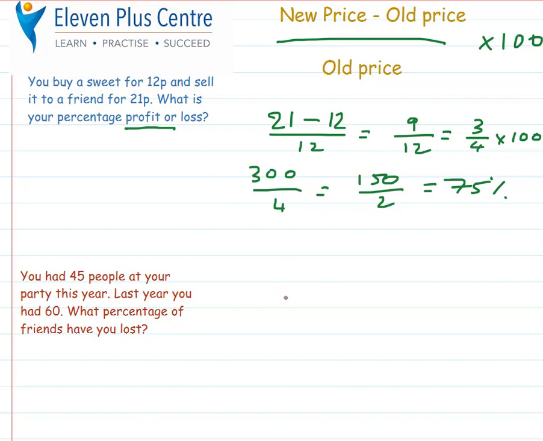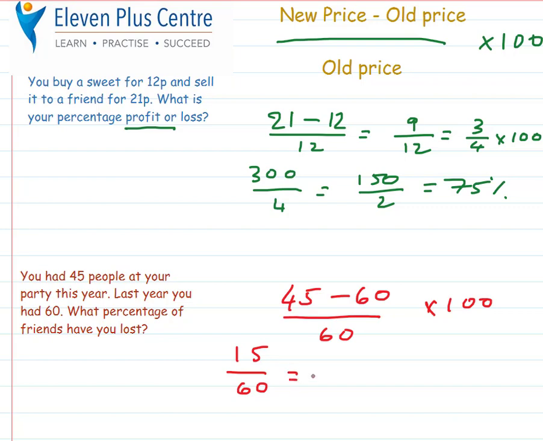So our new number is going to be 45, because that's this year. Okay, so new number is 45, the old one is 60, divide by 60. So I'm going to replace the word price with number. New number is 45, old number is 60, and I'm going to multiply this by 100. So 45 take away 60 is minus 15, divided by 60. As usual, we're not going to multiply by 100 just yet. We want to simplify it first. We can divide the top and the bottom number by 5. So 15 divided by 5 is 3. 60 divided by 5 is 12.